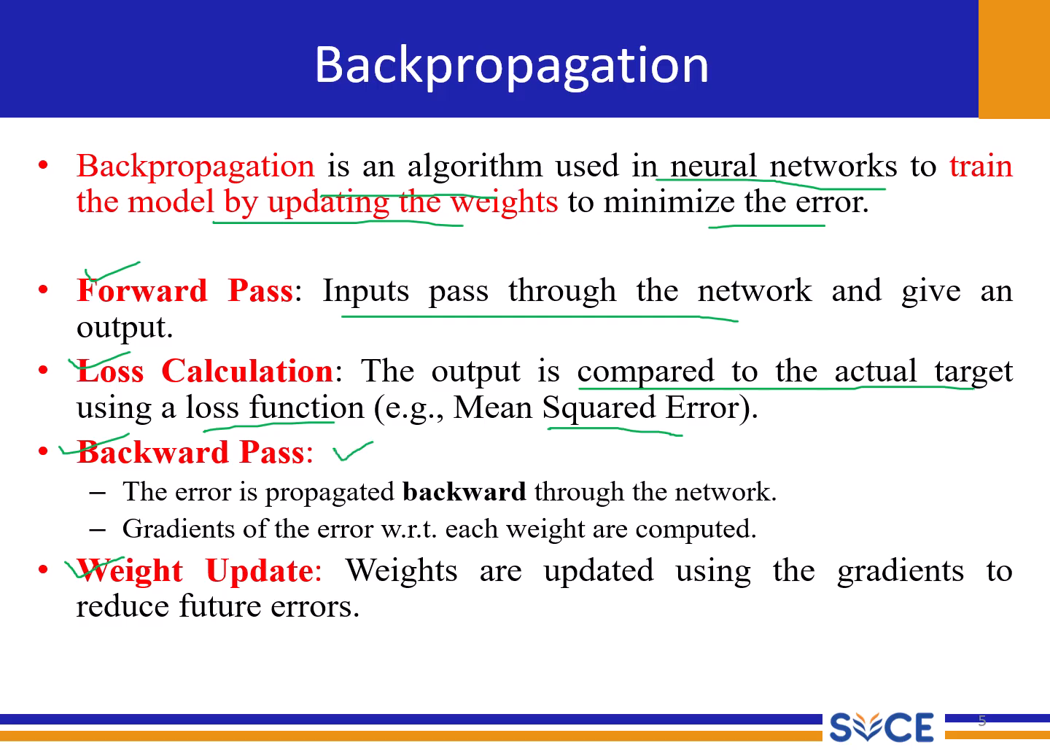Once mean squared error is computed, that is, a loss is computed, then this will perform the backward pass by propagating the error backward through the network. So here the gradients of the error with respect to each weight are computed. Then this will update the weights and these new weights are backpropagated to the input layer, to all the layers in the neural network to perform the operation.